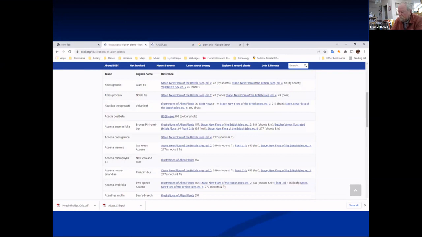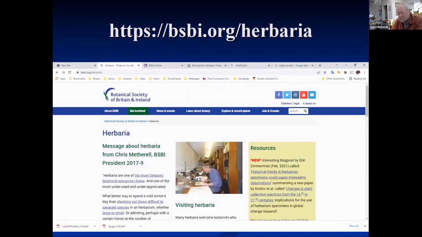Because finding good descriptions and photographs and drawings of alien plants is fraught with difficulty. Much of the stuff on the web turns out to be wrongly identified and is of no use to you whatsoever. So this is a fantastic resource compiled by David Pearman and somebody else, I think. And of course, my pet area of herbaria.